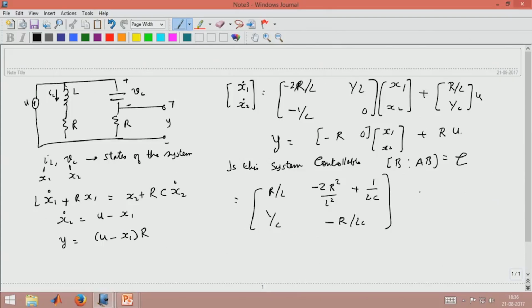And then you see that the determinant of this C is R square by L square C minus 1 over L C square, so the system is controllable as long as R square is not equal to LC. Okay, so for all other values the system is controllable. Okay, what does this now mean in terms of transfer functions?